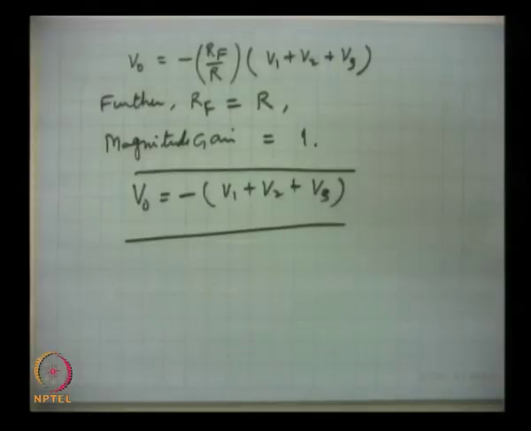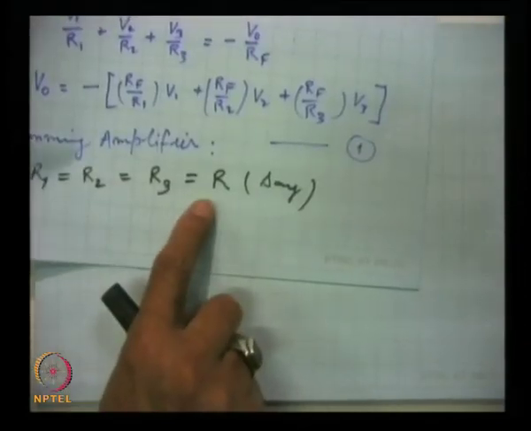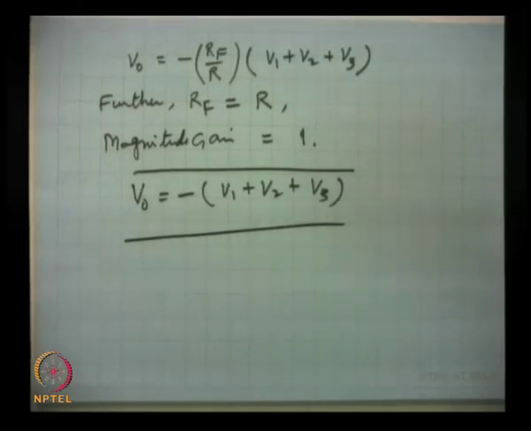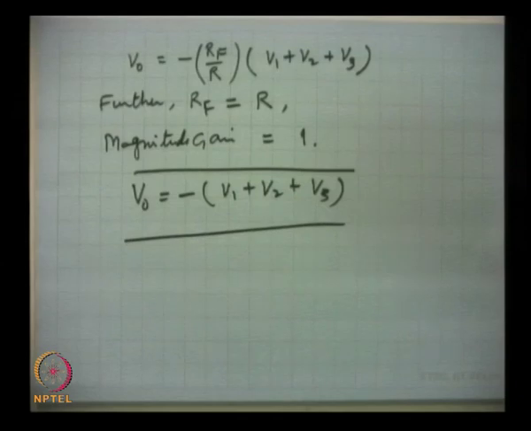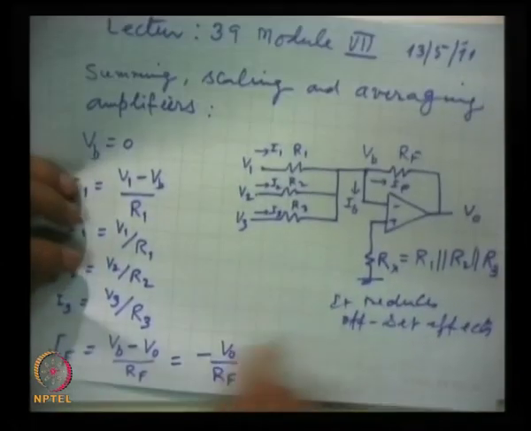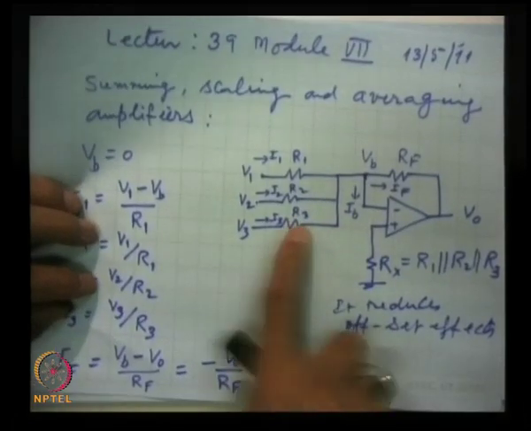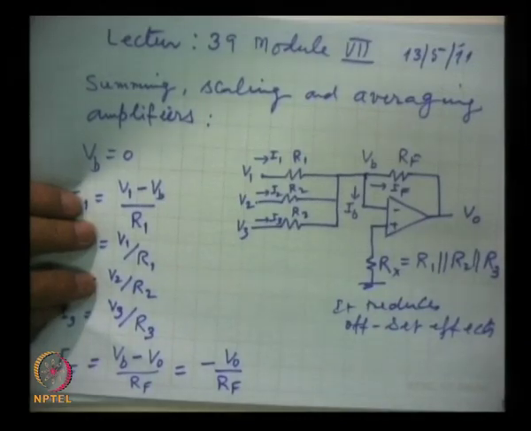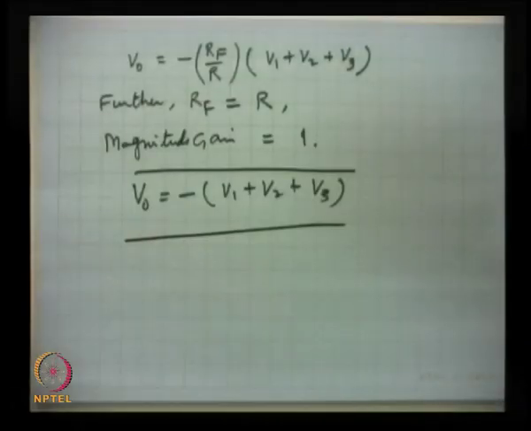That means the output voltage for this summing amplifier under these conditions of choosing R1 equal to R2 equal to R3, and let us say that is R, and Rf also equal to R, that is all these resistances in this circuit are taken as single value resistances. All these resistances Rf, R1, R2, R3 are taken as a single value resistor, say 10K, 20K and so on. Then the output will be the sum of all the input voltages with a reverse sign, with a negative sign.